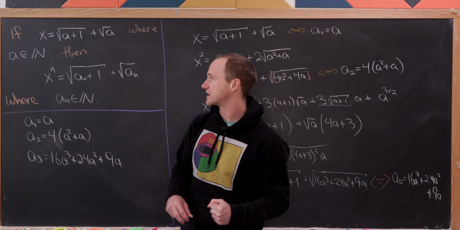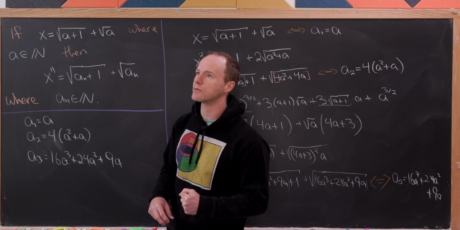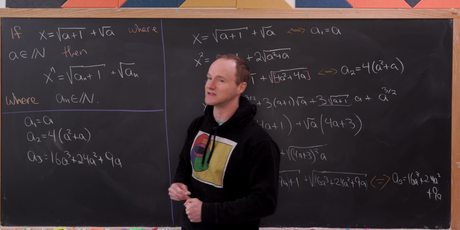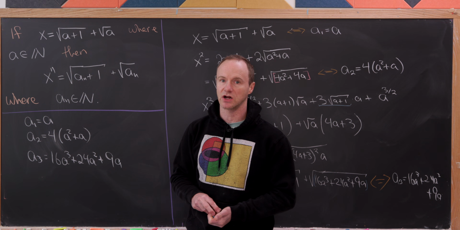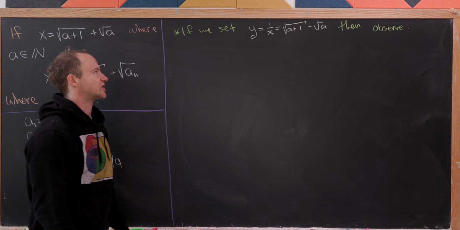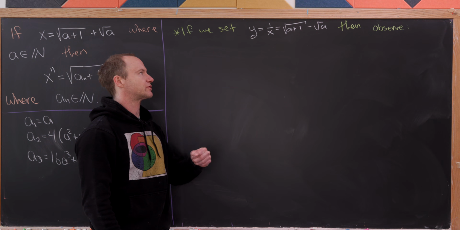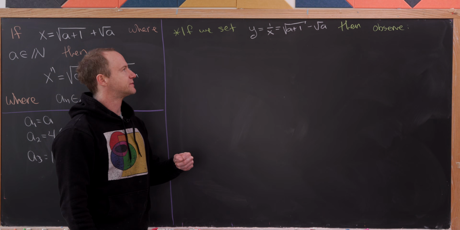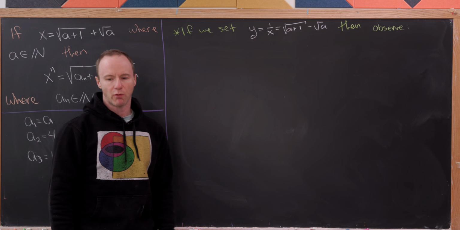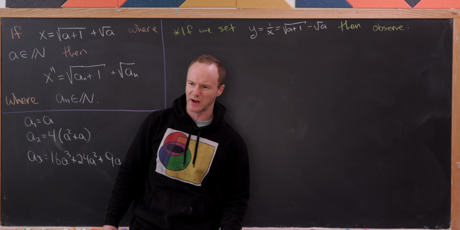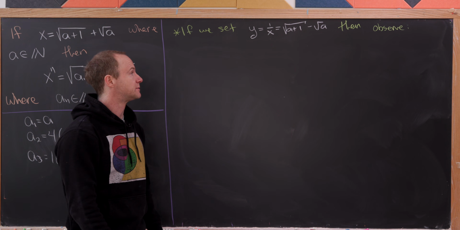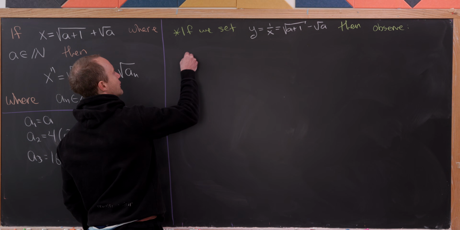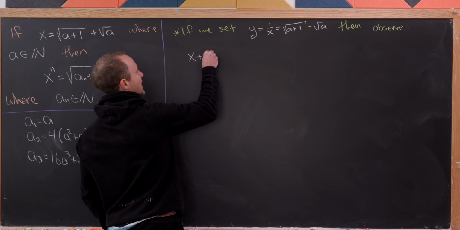And that other direction is to look at a number which is perhaps logically connected to this x, and that would be its radical conjugate. So let's call that radical conjugate y. In other words, y is equal to the square root of a plus 1 minus the square root of a. And I'd like to observe that that's the same thing as 1 over x, which you can see by a straightforward calculation.